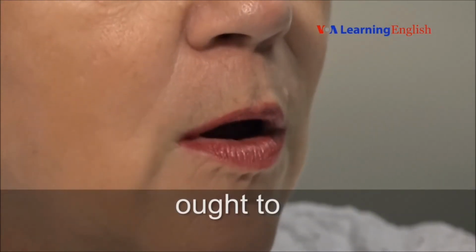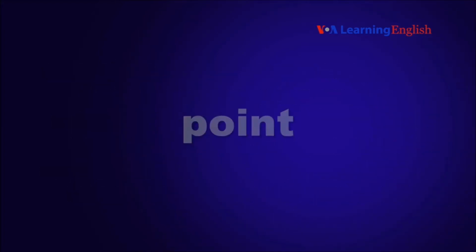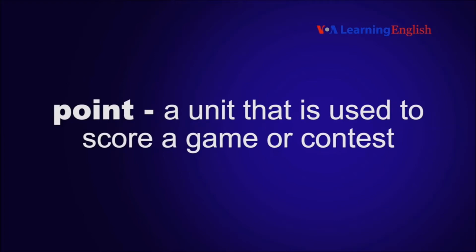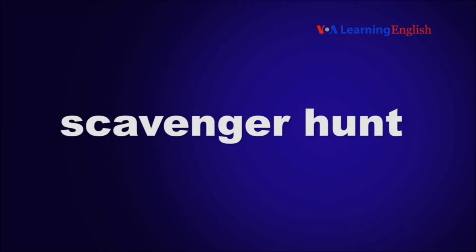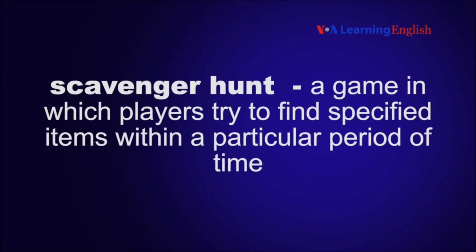Ought to. Ought to is used to say or suggest that something is the proper, reasonable, or best thing to do. It has the same meaning as should and is used in the same ways, but it is less common and somewhat more formal. Point. A point is a unit that is used to score a game or contest. Scavenger hunt. A scavenger hunt is a game in which players try to find specified items within a particular period of time.